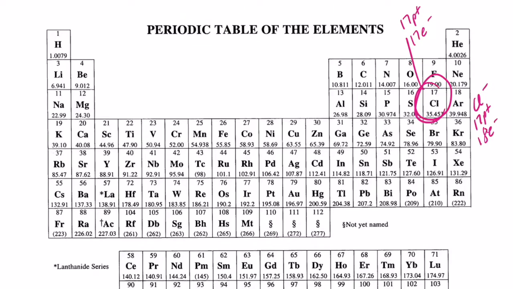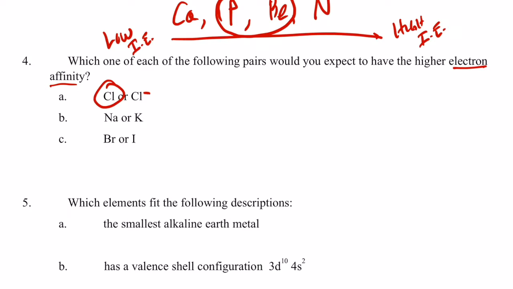Okay, next up, sodium or potassium. Sodium's right here. Here's potassium. So sodium has 3 energy levels. Potassium has 4. It'll be easier for the one with fewer energy levels to attract electrons to itself, so sodium would have the higher electron affinity.